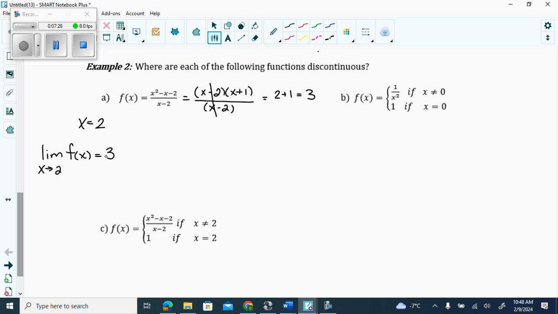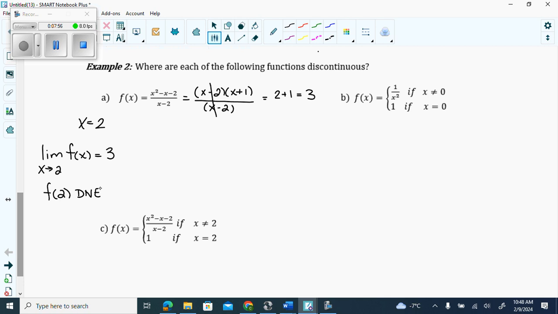The issue is that at f of 2, there's nothing. It's an open dot, right? So f of 2 does not exist. So that is why it's discontinuous, if you're asked to explain why. The limit is fine. And from the left, it approaches 3. From the right, it approaches 3. But at 2, there's nothing. It's an open dot. There's a gap, right?